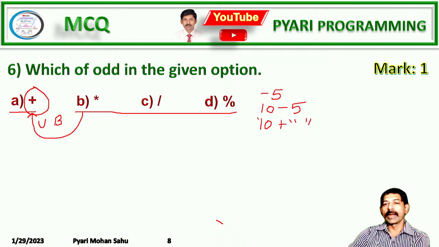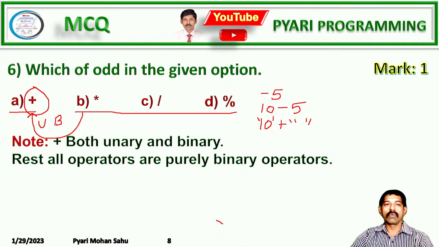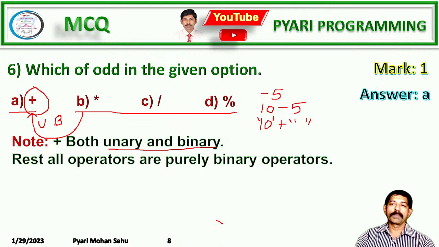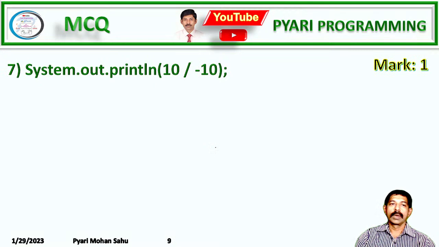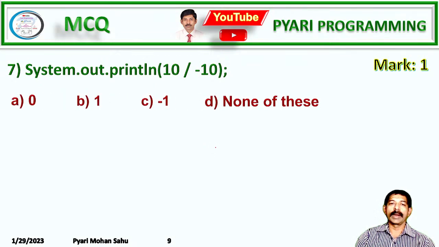It is concatenating. So that's why it is having multi-purpose operator. So one of the explanations given over here is both unary and binary. Otherwise, it is having so many other options also. Option is A.